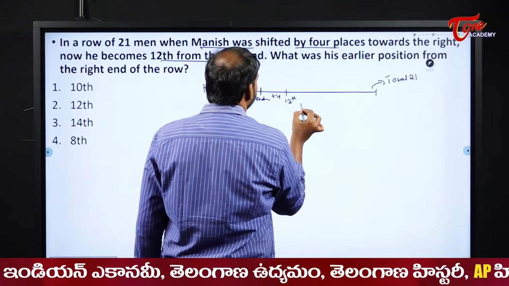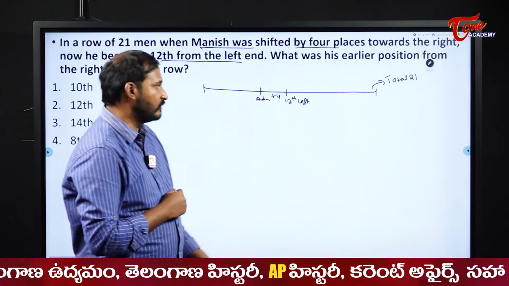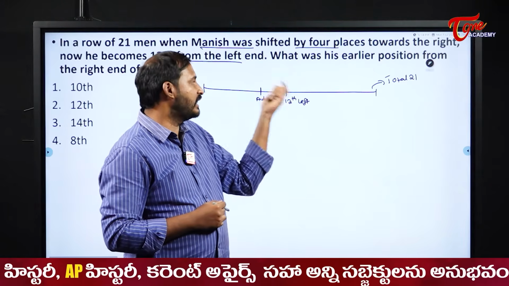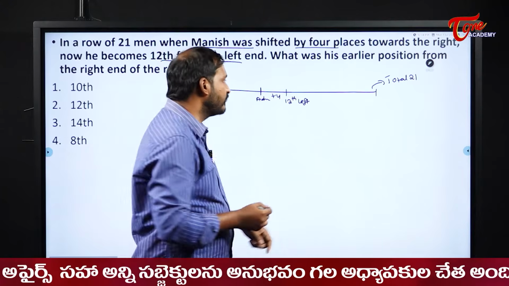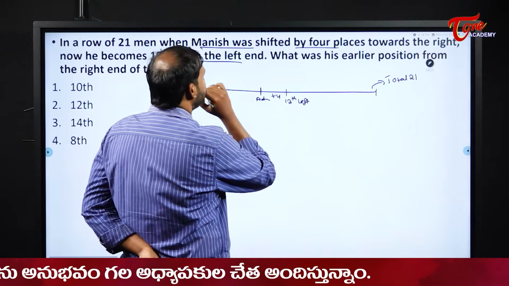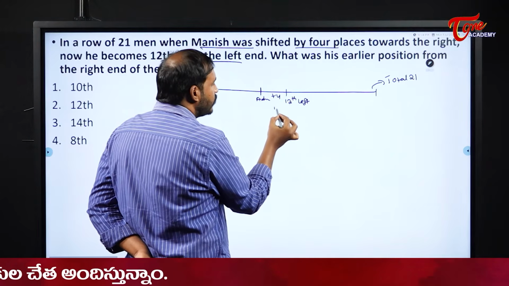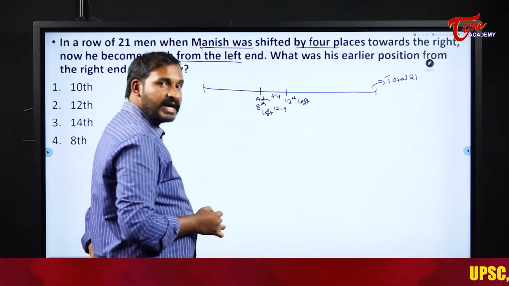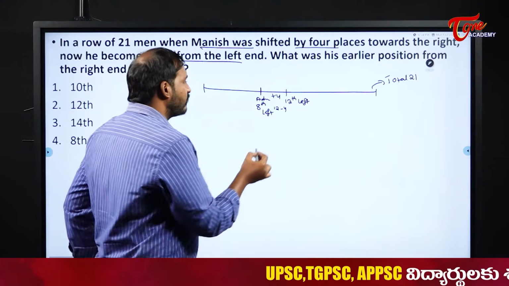12th from left. What was his earlier position from the right end of the row? Either you can find the present positions and add plus 4, or else based on this, please find the original position of him. After moving 4 positions to the right, he became 12th from the left, right? That means his initial position will become 12 minus 4. That means he is 8th from left initially. But what is our question? Earlier position from the right side.